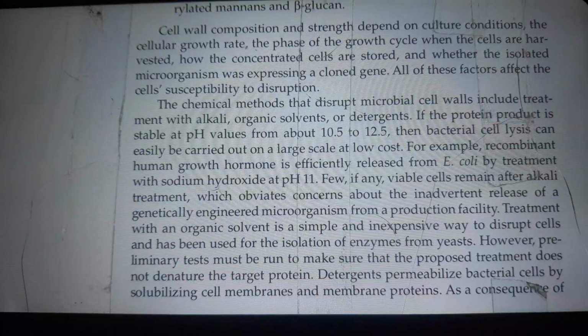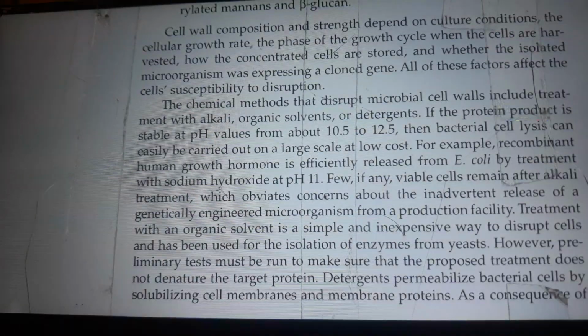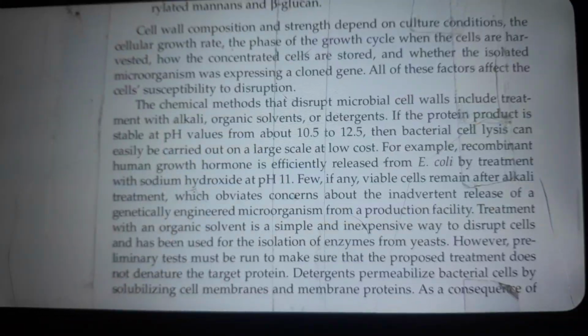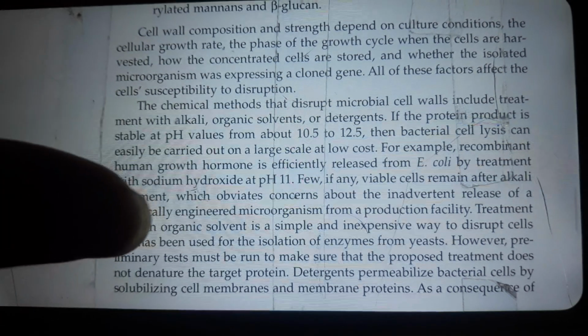Cell wall composition and strength depend on culture conditions, the cellular growth rate, the phase of the growth cycle when the cells are harvested, how the concentrated cells are stored, and whether the isolated microorganism was expressing a cloned gene. All these factors affect the cell's susceptibility to disruption.